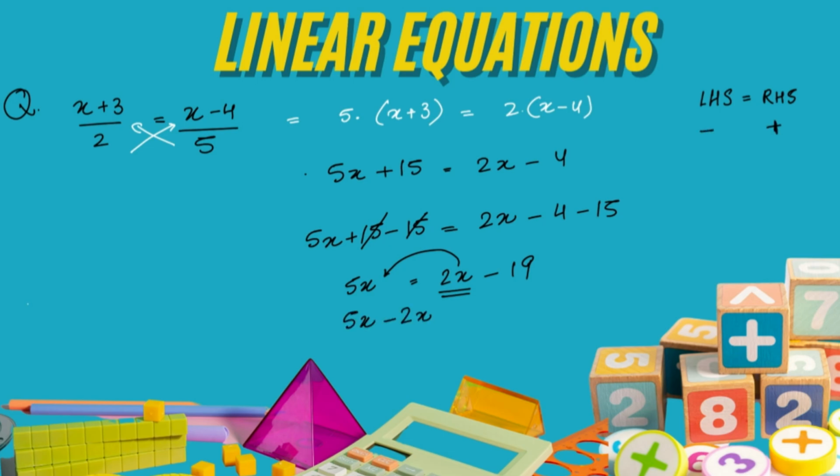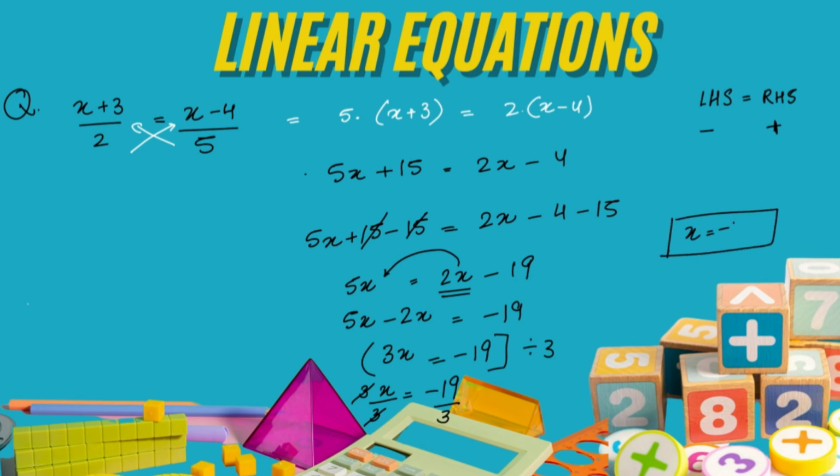So 5x minus 2x is equal to negative 19. So we are left with 3x is equal to negative 19. Now we are going to divide by 3 on the whole equation. So we get 3x upon 3 equals negative 19 upon 3. So the value for x we got over here is negative 19 upon 3.